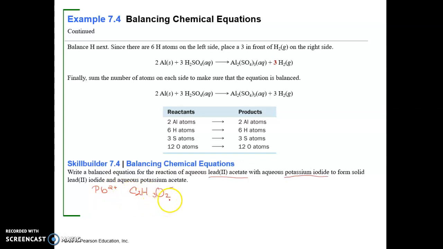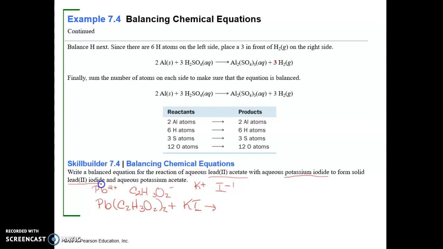So how would these go together? Acetate is a polyatomic ion with a -1 charge, and lead has a 2+ charge, so I would need 2 acetates and 1 lead. It would go together like this: Pb, then parentheses, C2H3O2, close parentheses, and show that I have 2 of them. Potassium has a plus charge, and iodine has a -1 charge, so those would just smash together like this. And how would the products go together? Let's think about that on the next video.